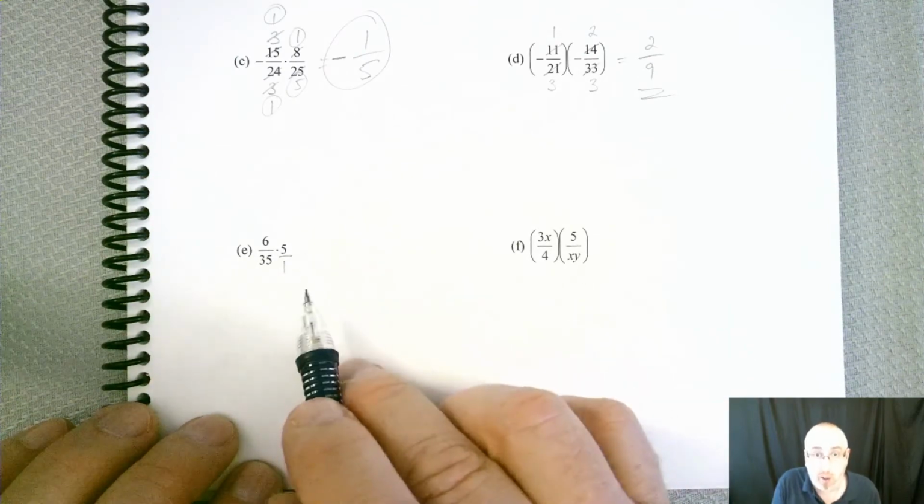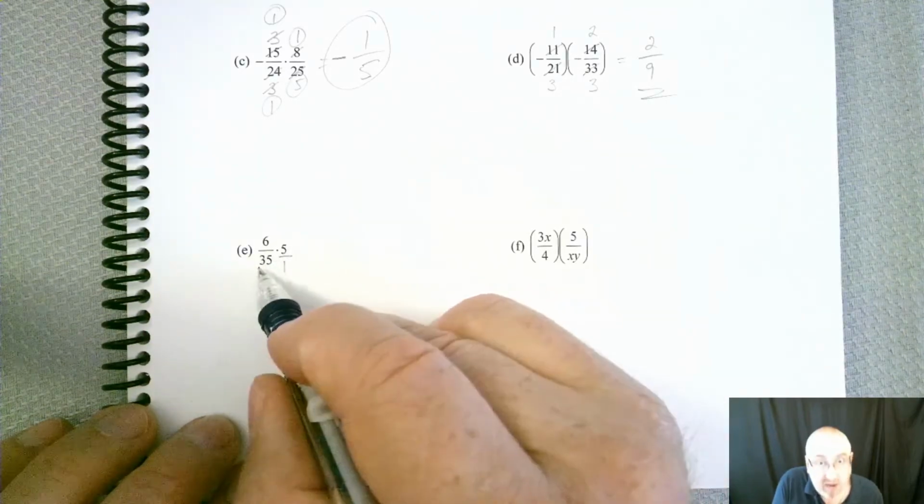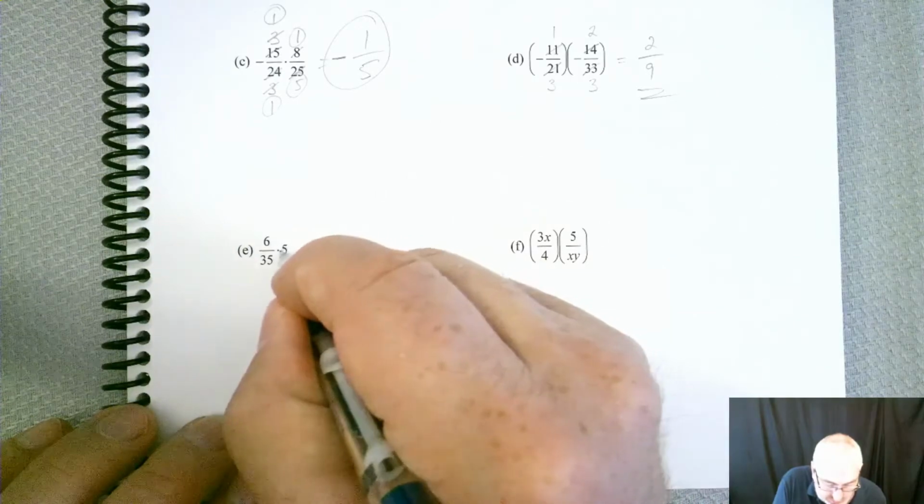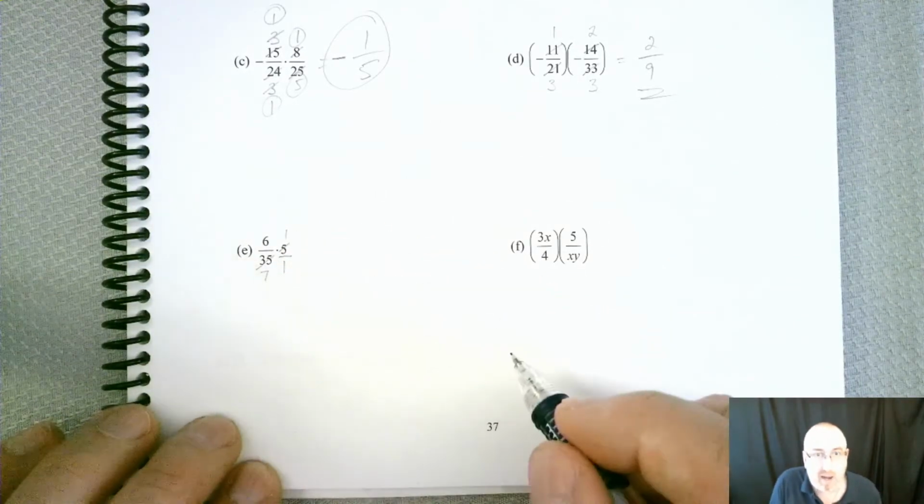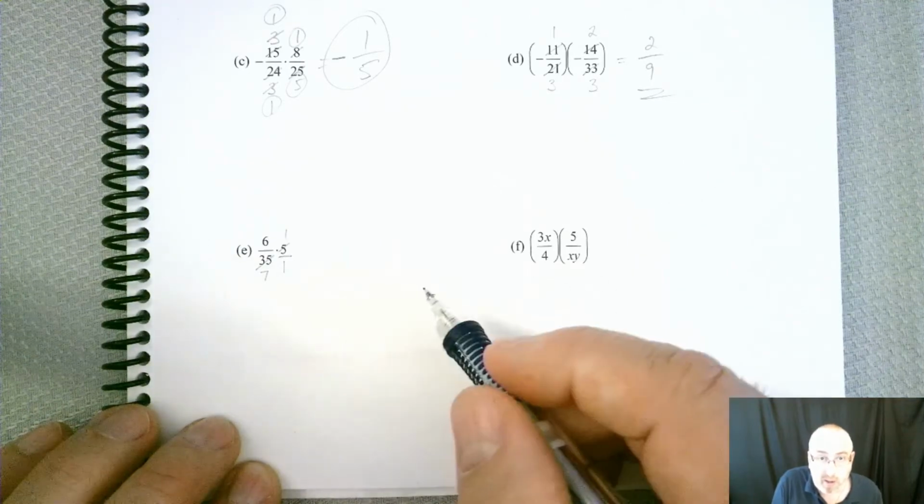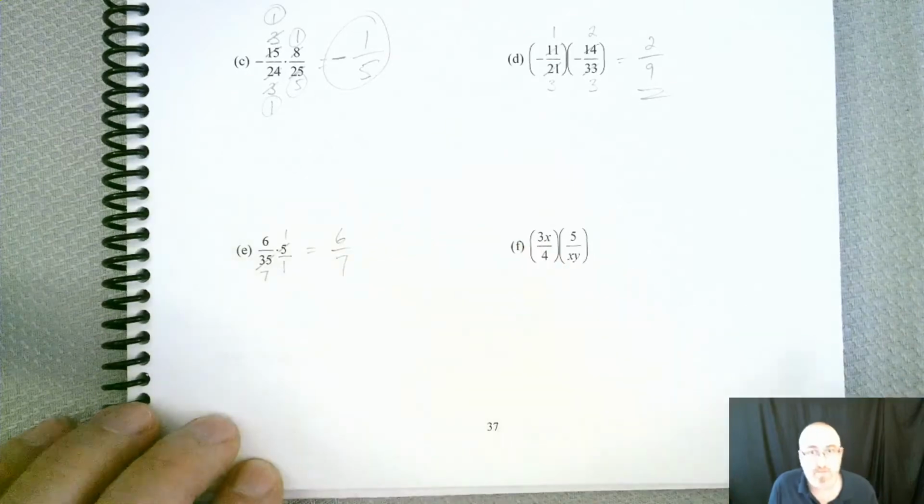It's 5 over 1. So now we can do a little cross canceling between the 5 and the 35. So 5 goes into itself once, goes into 35 7 times. So now when you multiply across, we just end up with 6/7. Done.